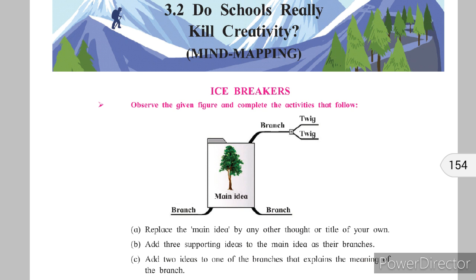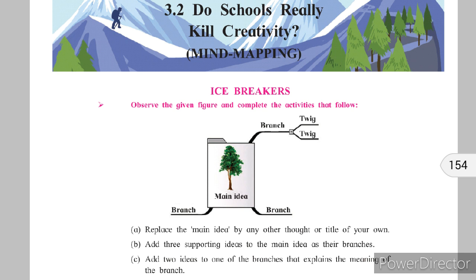Now we have been asked to observe the figure, right? And there are certain rules given here. Let's read. Replace the main idea by any other thought or title of your own. Next rule is add 3 supporting ideas to the main idea as their branches. And the third rule, add 2 ideas to one of the branches that explain the meaning of the branch. Now this is a sort of mind map, wherein we have been asked to give certain ideas.